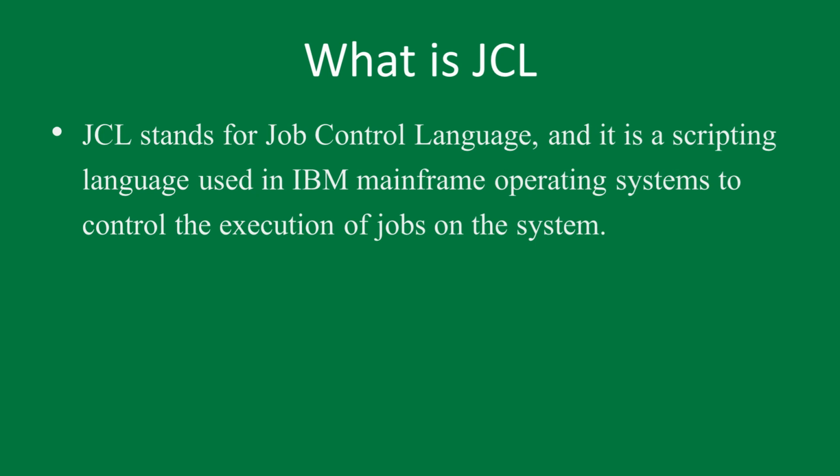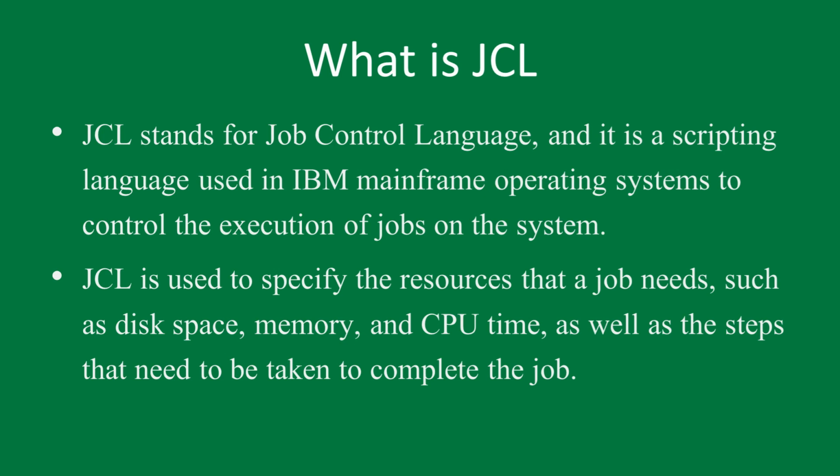JCL stands for Job Control Language, and it is a scripting language used in the IBM mainframe operating system to control the execution of jobs on the system. Jobs here does not mean the jobs we do in our profession. In mainframe, a JCL program is called a job. If you write code in JCL, that is a JCL program, so we can call that program a job. JCL is used to specify the resources that a job needs, such as disk space, memory, and CPU time, as well as the steps that need to be taken to complete the job. Those are the basics of JCL.